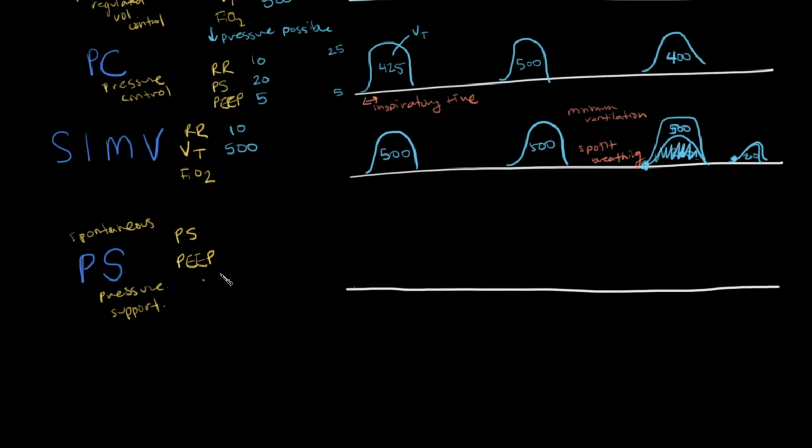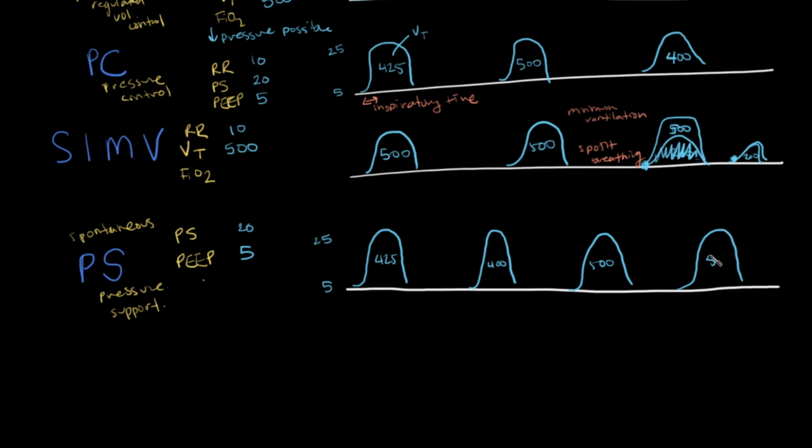So for pressure support, we might give them, much like before, let's just say we give them 20 and a PEEP of 5, and then the breaths are going to look like this. They're going to look much like this, very similar in fact to pressure control, and this might be 425, except the patient is going to breathe for themselves. This might be 400, and they might start to get a bit better, start increasing their tidal volumes, like so. And essentially this is kind of what might happen if you're giving someone non-invasive ventilation.